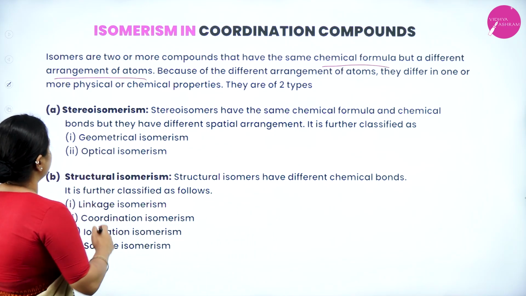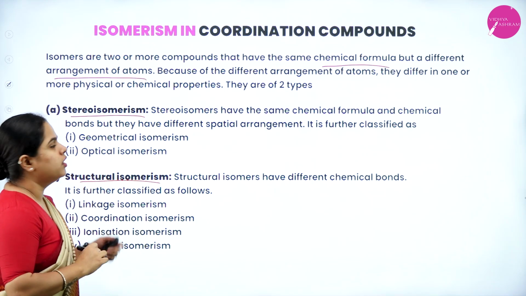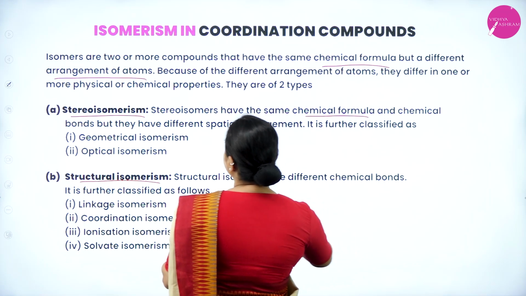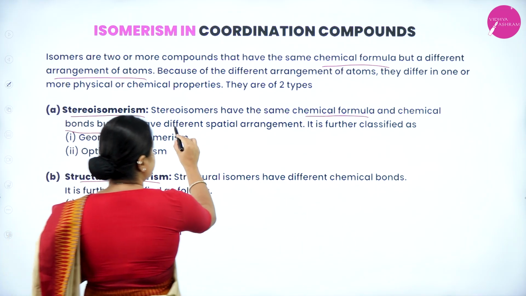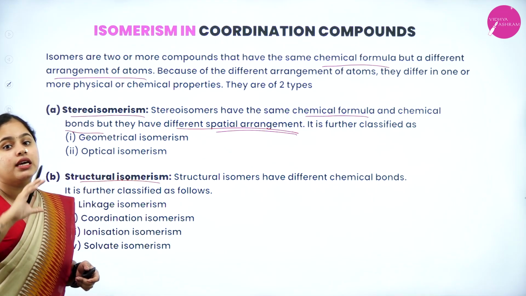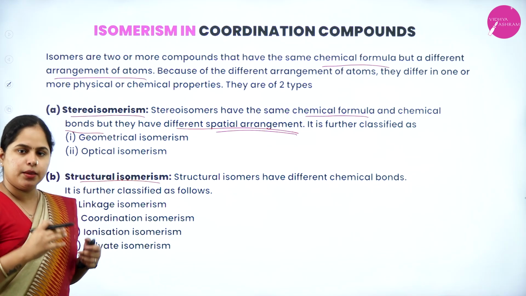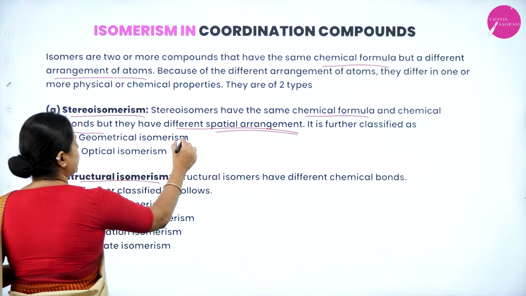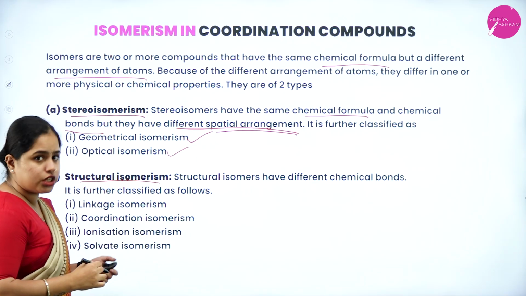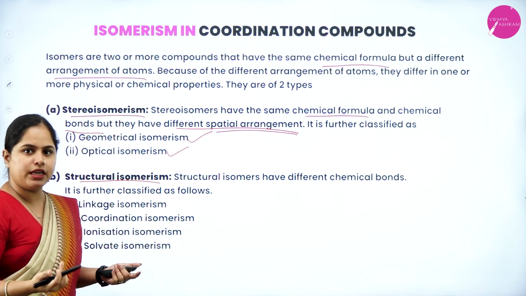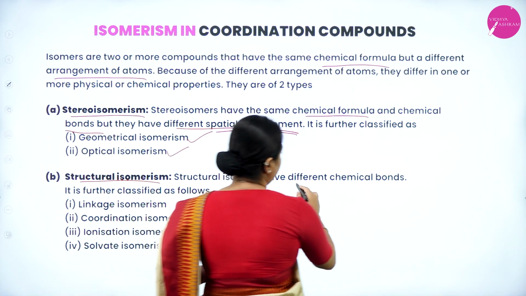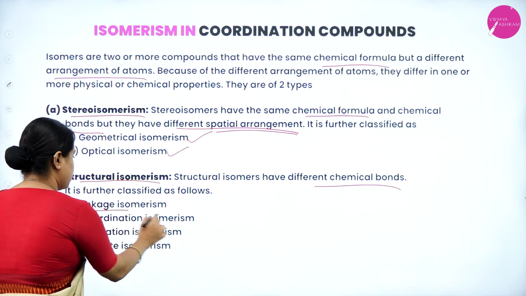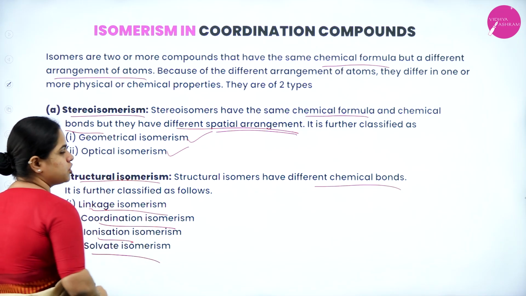So there are majorly 2 types, stereoisomerism and structural isomerism. The first one is stereoisomerism. They have the same chemical formula and chemical bonds, but they have different spatial arrangements. What they differ in is the spatial arrangement of the atoms. The chemical formula will be the same, the bonds will also be the same, but the spatial arrangement will be different. There is geometrical isomerism and optical isomerism. Now structural isomerism means they have the same chemical formula, but different chemical bonds. How the bonds are formed will be different. Based on that, we have linkage isomerism, coordination, ionization, and solvate isomerism.